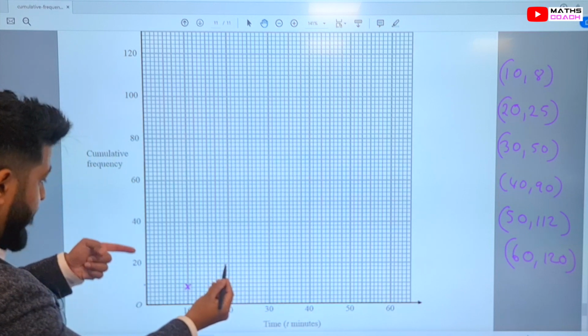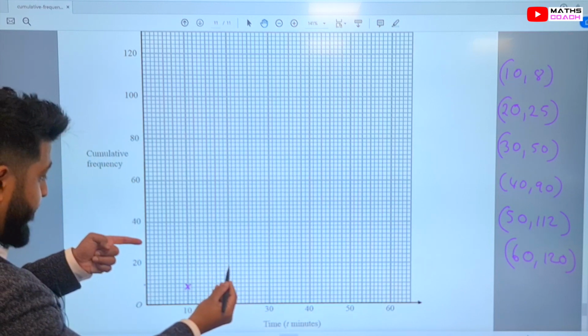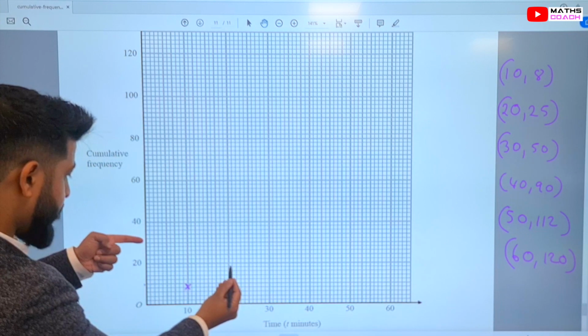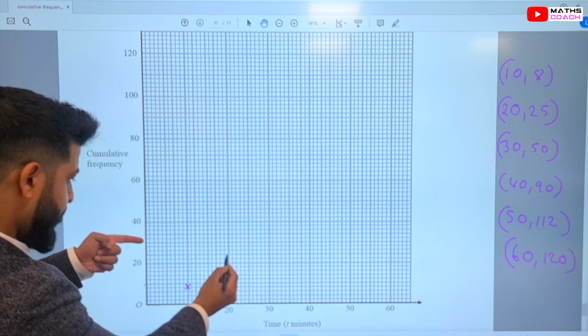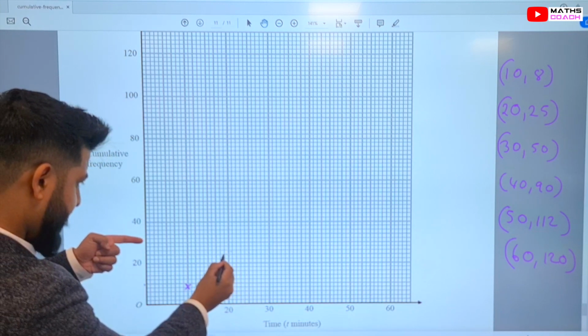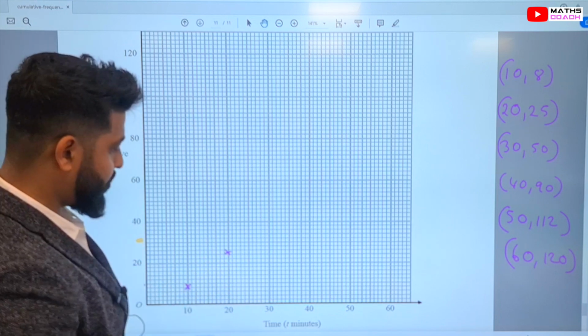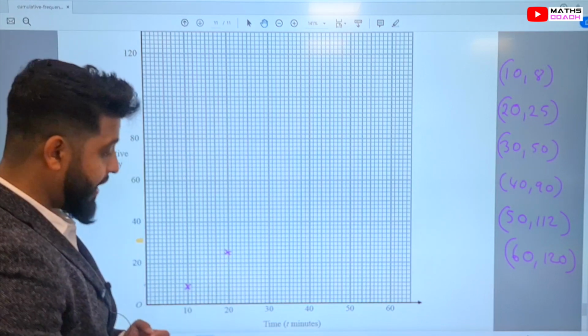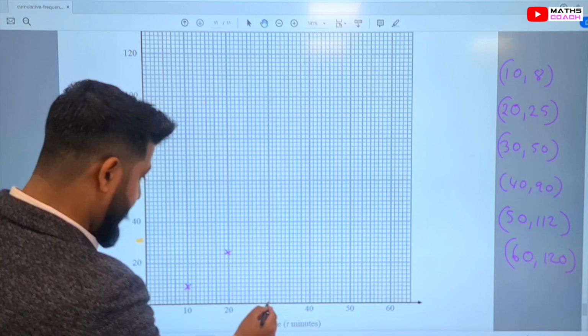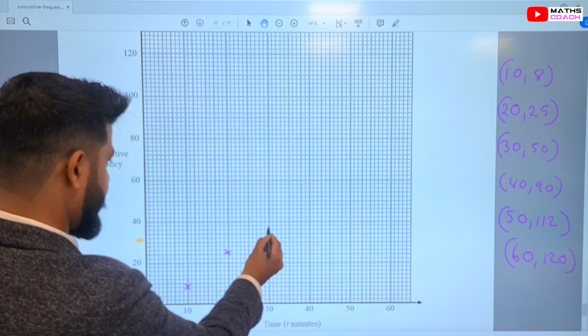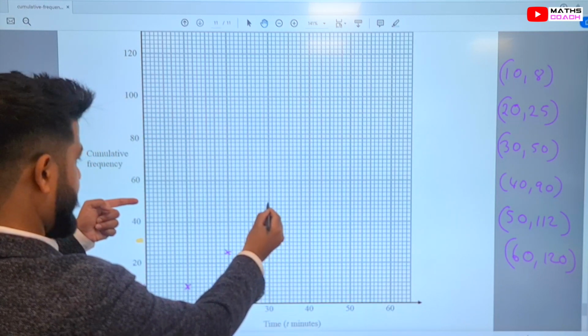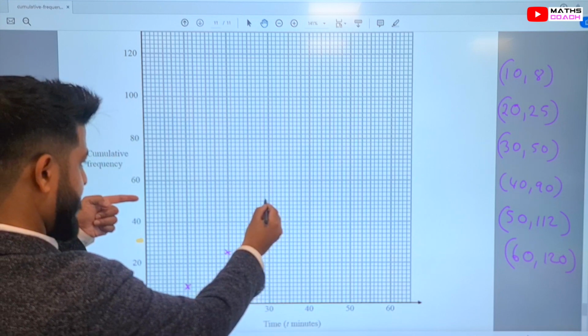Now, obviously, halfway between 20 and 40 is going to be 30. So 25 is going to be halfway between that. So you just estimate roughly about there, I would say. That's 20, 25. Next, you got 30 and 50. So you go to 30 and you go and find where 50 is. And 50 is going to be exactly halfway between 40 and 60.